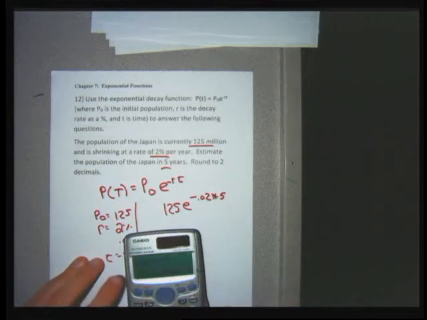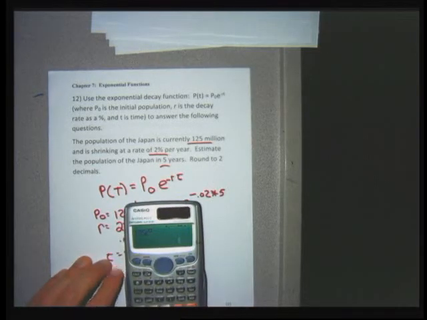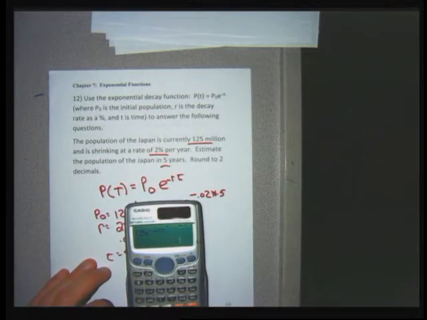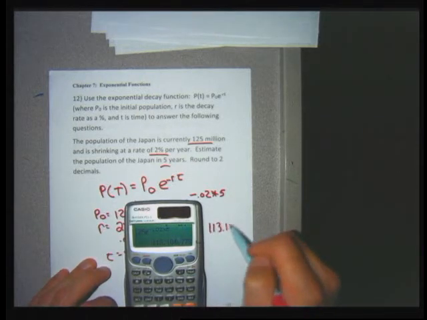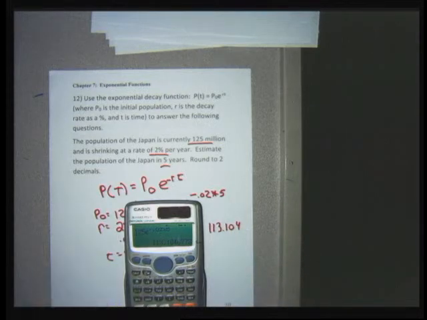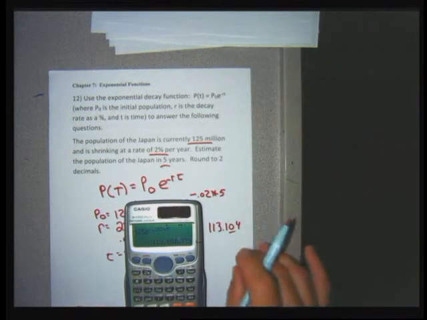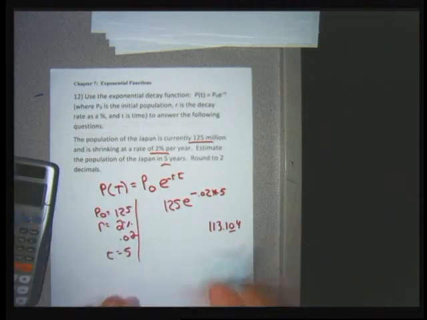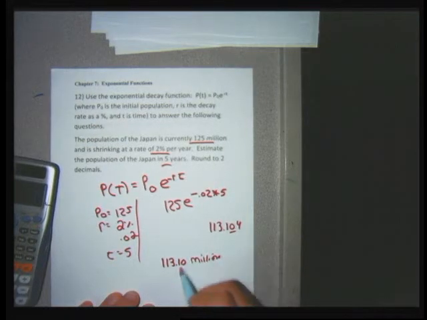So 125, shift, and then the ln key. And then negative 0.02 times 5 gives me 113.104. And the 4 tells me to leave that zero alone. So I could write 113.10 million people or just 113.1. So my answer is going to be 113.10 million people living in Japan.